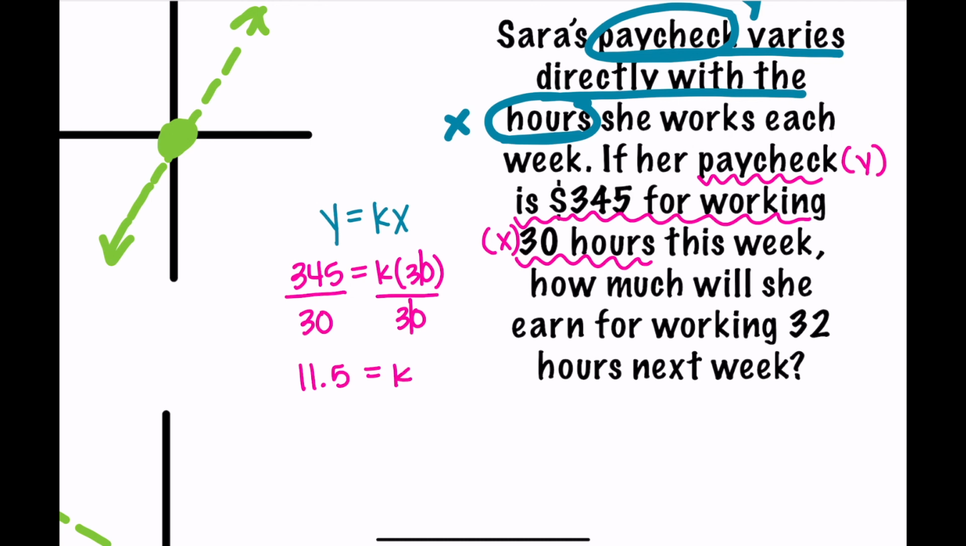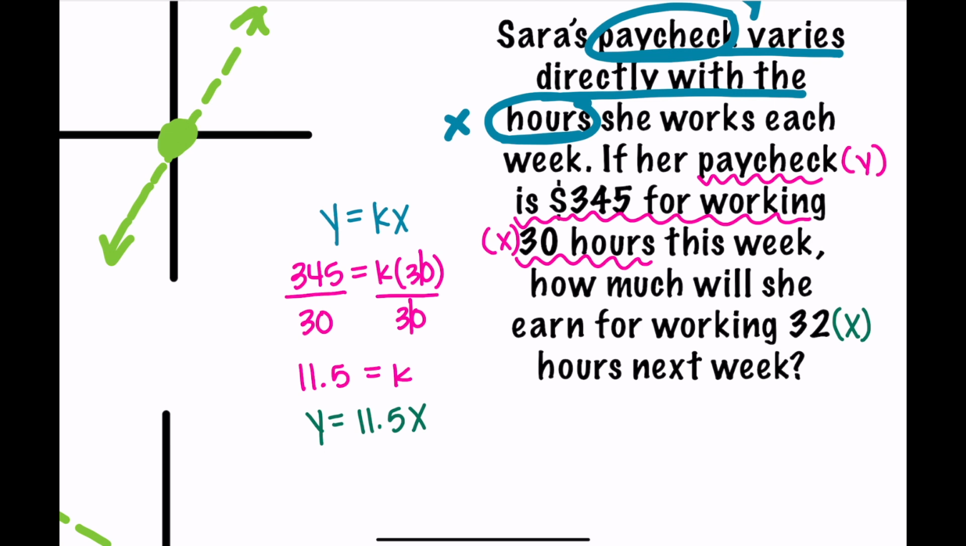Now we're going to take this constant of variation and write our equation, which is y equals kx. So k is 11.5. And this is our relationship. What this tells us is that her paycheck is equal to $11.50 per hour for each hour that she works. So if she earns $11.50 per hour, how much will she earn for working 32 hours? In other words, what is y?